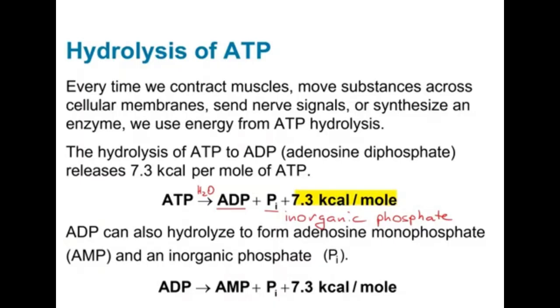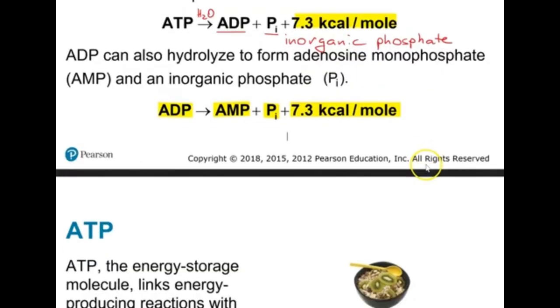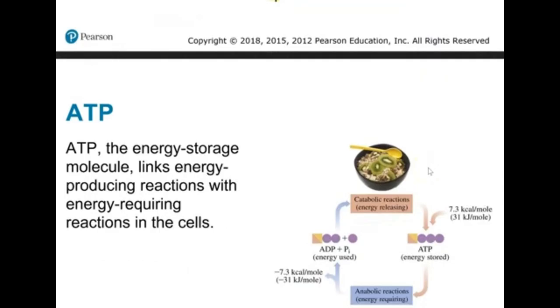And then adenosine diphosphate can be further broken down into adenosine. So ATP can be broken down to adenosine monophosphate and inorganic phosphate, releasing the same amount of energy. So I'm going to try to avoid the statement that it's the energy storage molecule, and I'm going to use the term energy currency instead. So right here, take a look.